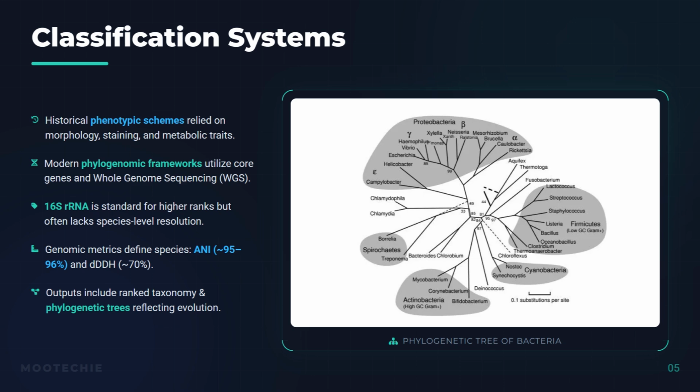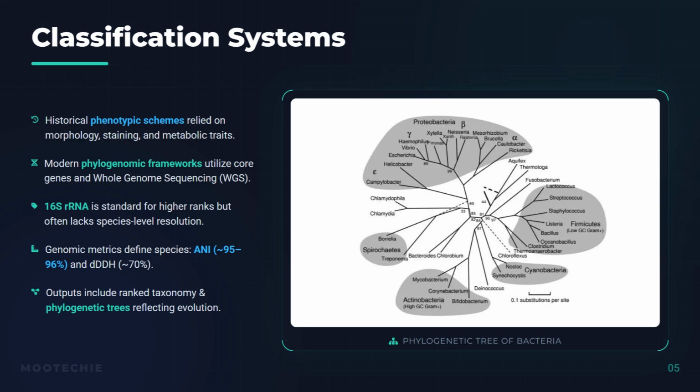The 16S rRNA gene is standard for higher ranks but often lacks species-level resolution. It's great for figuring out the bacterial family or genus, like identifying a surname, but sometimes not precise enough for the individual. Today, genomic metrics define species: ANI, or average nucleotide identity, at about 95 to 96%, and dDDH, digital DNA-DNA hybridization, at about 70%. These are the hard numbers we calculate from genome data to objectively decide if two bacteria are the same species.